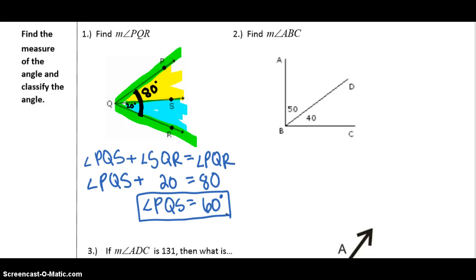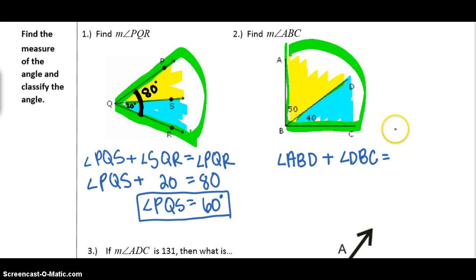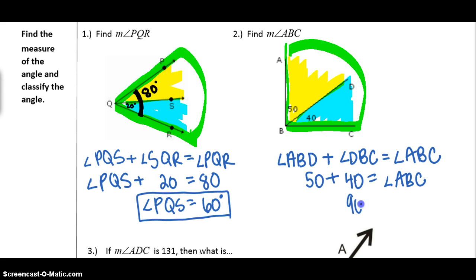Let's talk about number 2. This one's actually easier than number 1, which is kind of nice. So on number 2, we have angle ABD. And you know what? I'm going to highlight it in yellow so you can see it. There's ABD and there's DBC, which will give you this whole big angle, right? That whole big angle. So ABD plus DBC equals ABC. What is ABD? Look at the picture. It's 50. And what's DBC? That one's 40. So this one's pretty easy compared to the last one. It's just going to be 90 degrees.